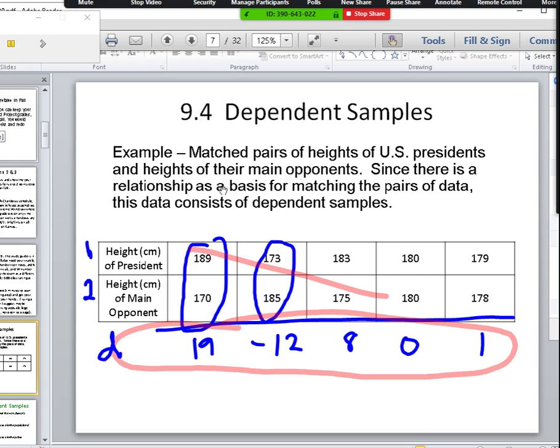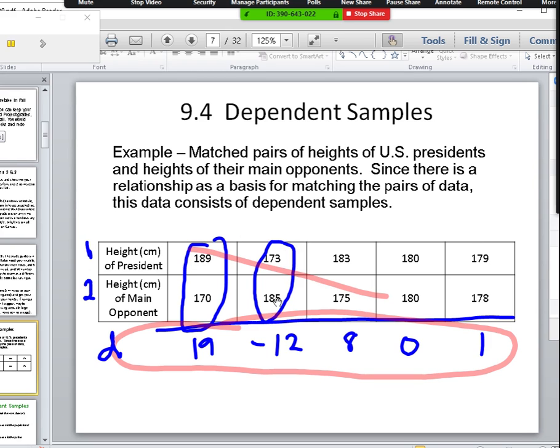So the toughest part is realizing it's dependent, and you can see it because they're matched up in these pairs. If you don't do them that way, and you take this as the first sample, this is the second sample, and do them independently, you're going to lose 8 points on the exam. That's almost a whole grade on that exam. So it's really important that you be able to determine that these are dependent, because it makes a big difference. You do not get the same results.